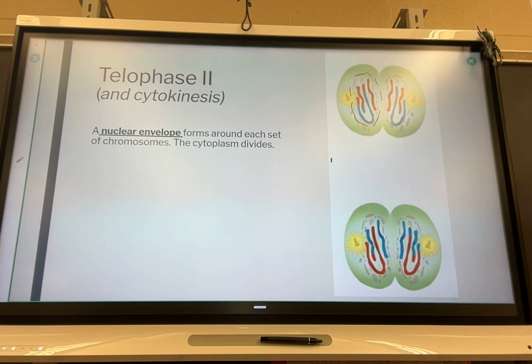So you see in mitosis, we did prophase, metaphase, anaphase, telophase. In meiosis, we did that twice. First time we separate homologous pairs of chromosomes. Second time we separate chromatids from each other.